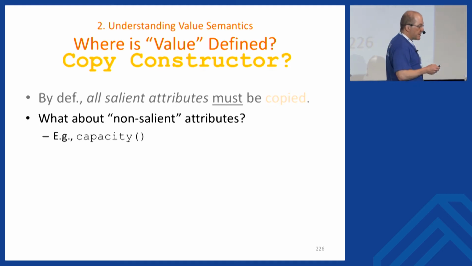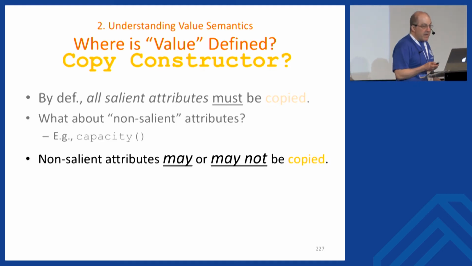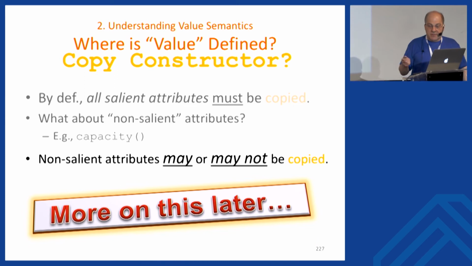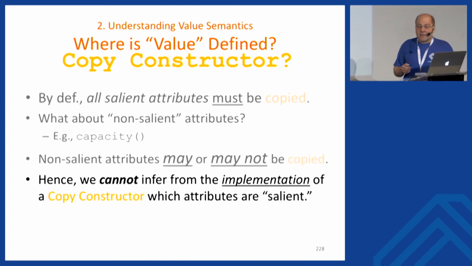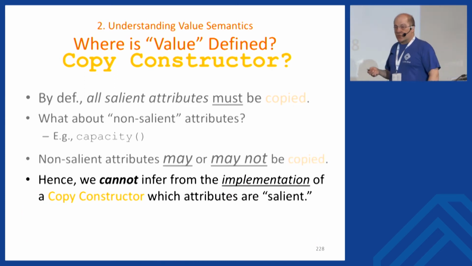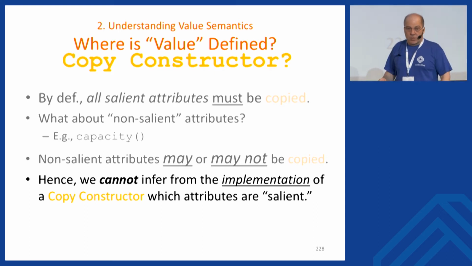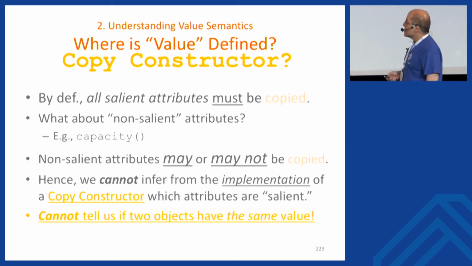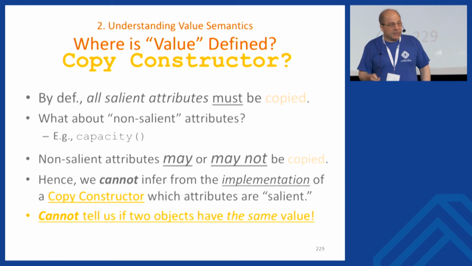But what about capacity? We don't know if that has to be copied. It may or may not be copied. It's up to the implementation. We can't look at the implementation of a copy constructor to know what's salient. It doesn't work. We don't have enough information. So the copy constructor can't help us.